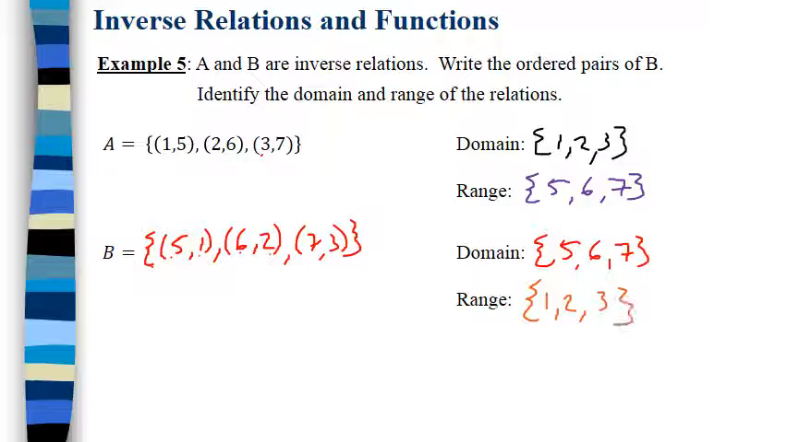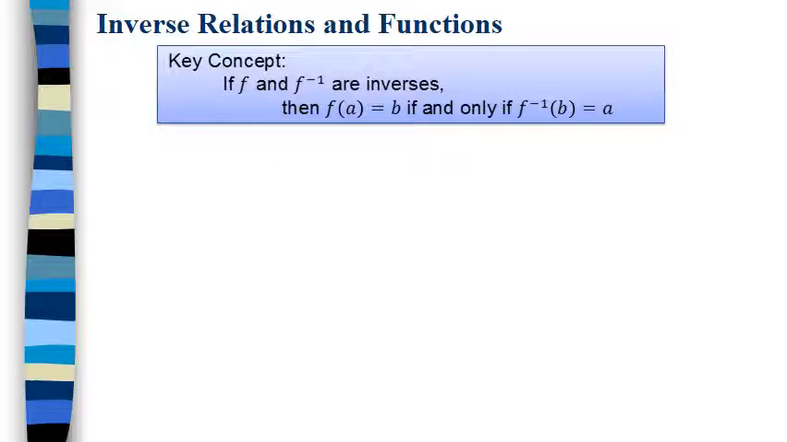And so we notice that they've switched. The domain of A is now the range of B, and the range of A is now the domain of B. And that makes sense because if we're switching x and y, and domain was what all the x's are, and range is what all the y's are, then they would also switch. So by definition, if f, a function, and its inverse function are both inverses, then f of A equals B if and only if the inverse of B equals A.